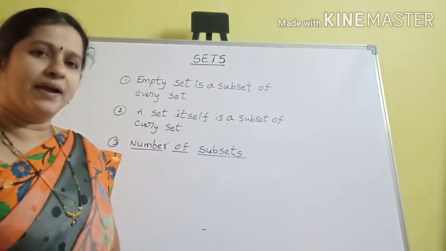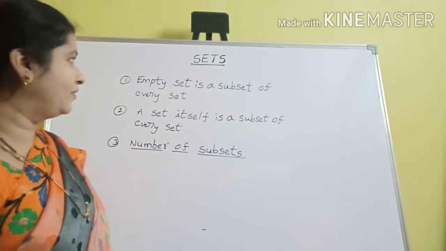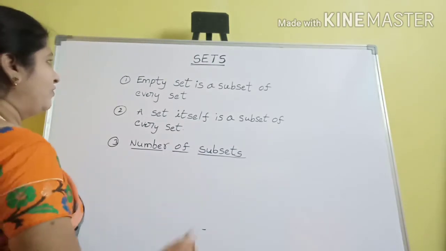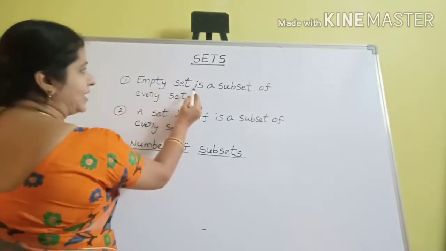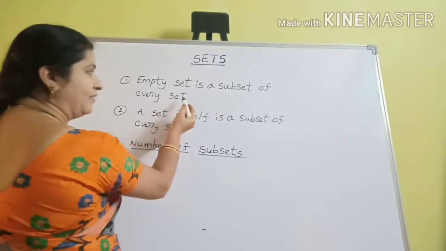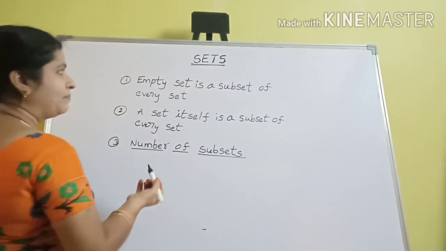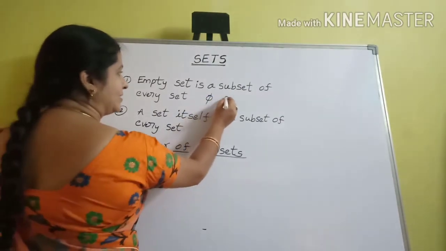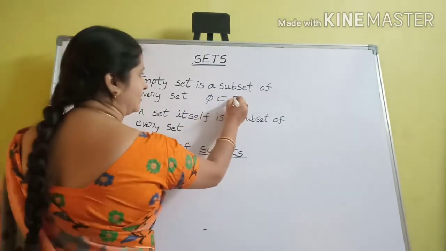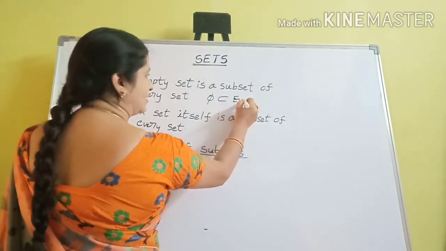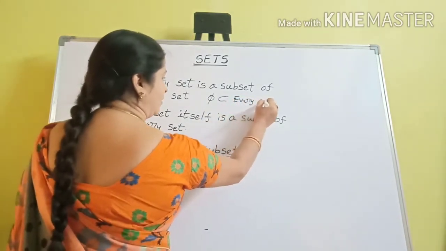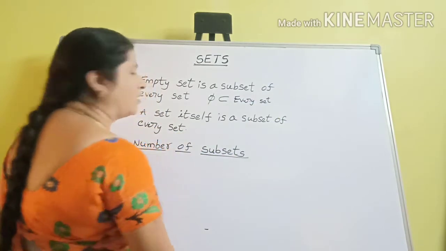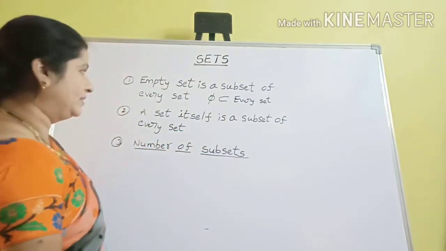Some points are remaining in this topic. First we will see those points. First point is empty set is a subset of every set. So what is the symbol for empty set? Phi. So phi is a subset of every set. Phi is also called null set or void set.